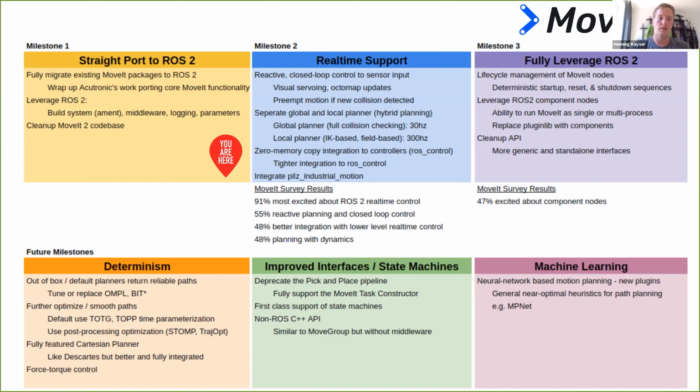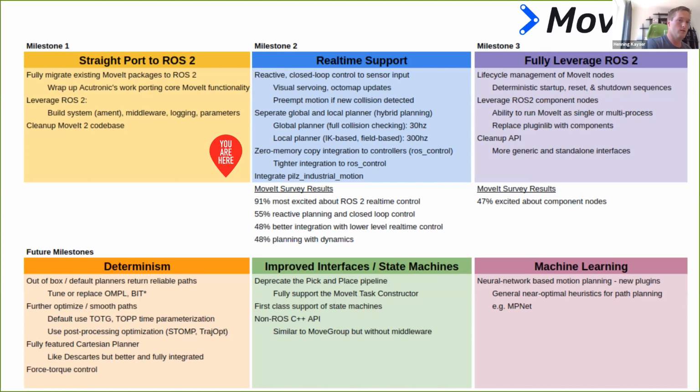At the bottom, you see future milestones: determinism, improved interfaces, state machines, machine learning. These are more like a wish list at this point, so I won't talk a lot about these right now.